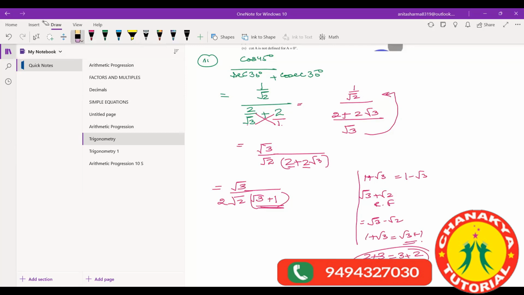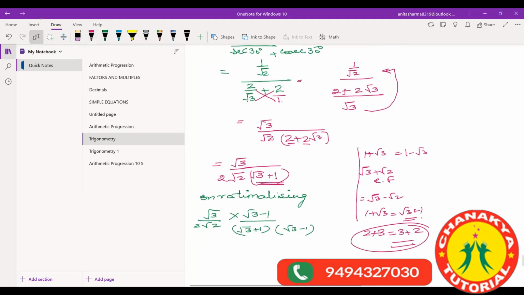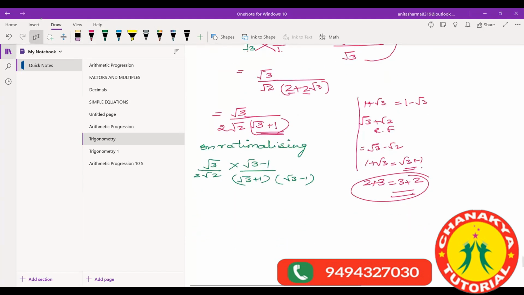Now you will write on rationalizing: root 3 upon 2 root 2, multiplied by root 3 minus 1 upon root 3 plus 1 into root 3 minus 1. Understood this step, beta? All have understood?